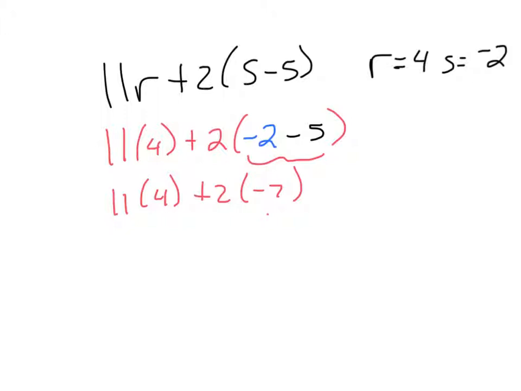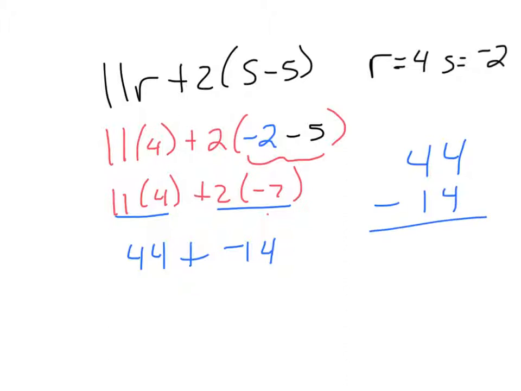And in this problem, 11 times 4 right here is 44. Plus, I'm going to go ahead and do this multiplication as well. 2 times negative 7 is negative 14. Now, when I combine 44 and negative 14, I know that the 4 is going to cancel out. Well, if you want to stack them like this, that's fine. 44 plus a negative 14 is the same as 44 minus 14, which would be 30, and that is your answer.